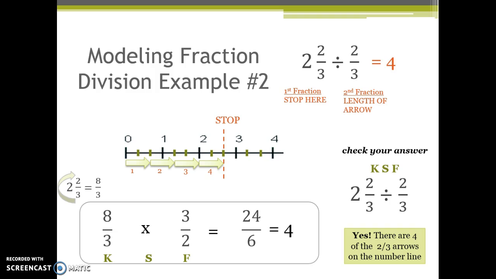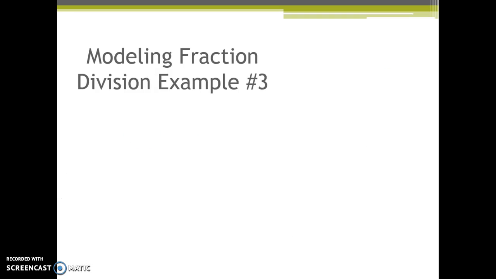Again, this is your check step. Please do this so that you know your answer is correct. This is how you know you've done everything right. My answer is 4. I drew 4 arrows to get to that point, so I know I've done everything right. Okay, let's look at another example, and this one's going to have a whole number.